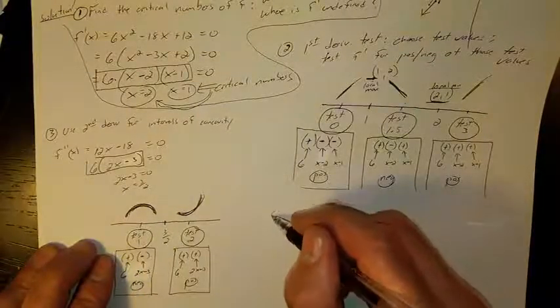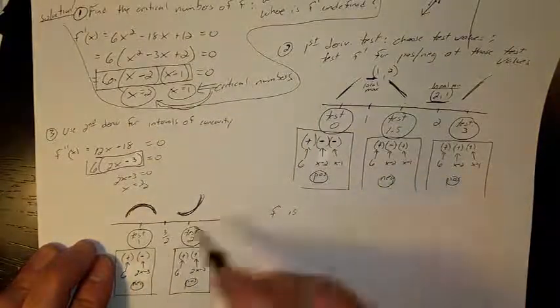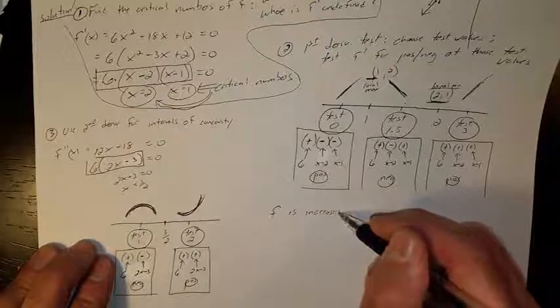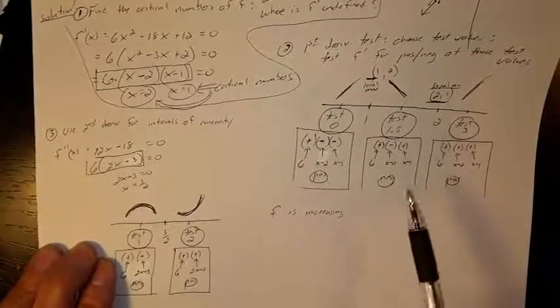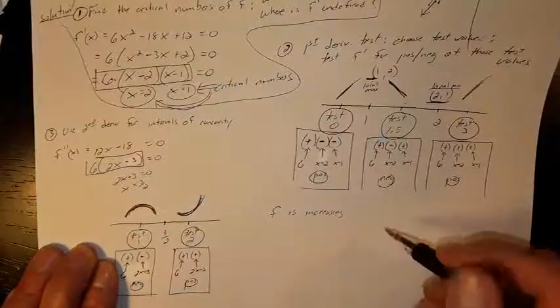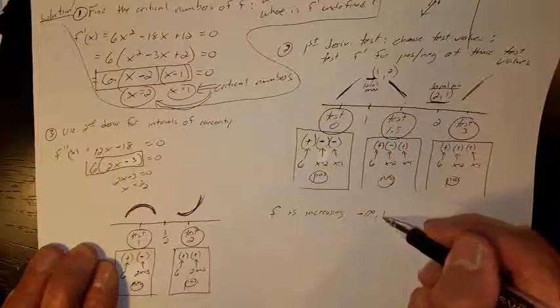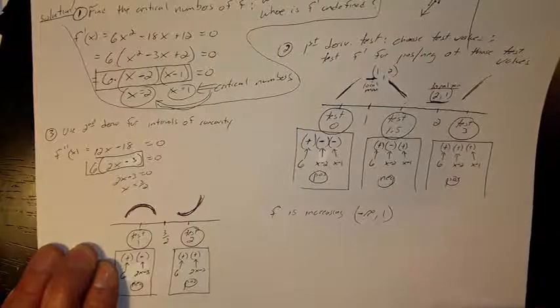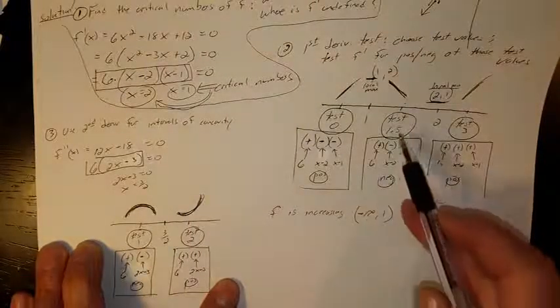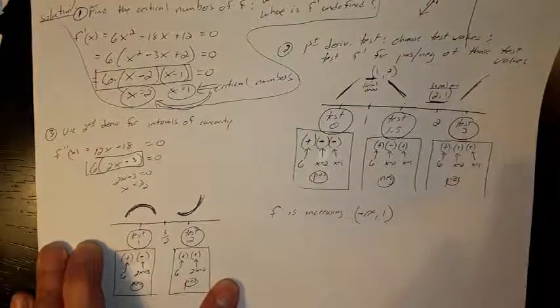We can get all of this without even looking at the sketch. The function is increasing wherever the first derivative is positive. Well, it's increasing from negative infinity to 1. You don't really include the 1 because it's not actually increasing at 1. It's just increasing up to 1. And it's also increasing from 2 to infinity.